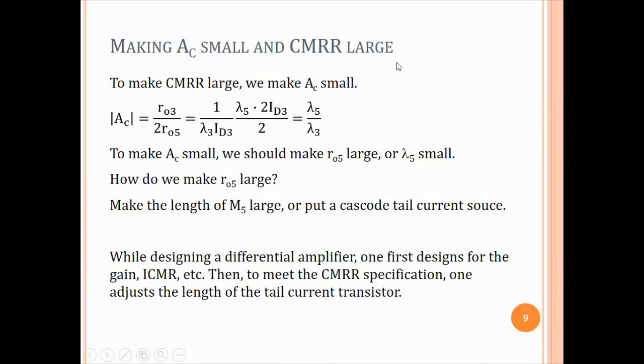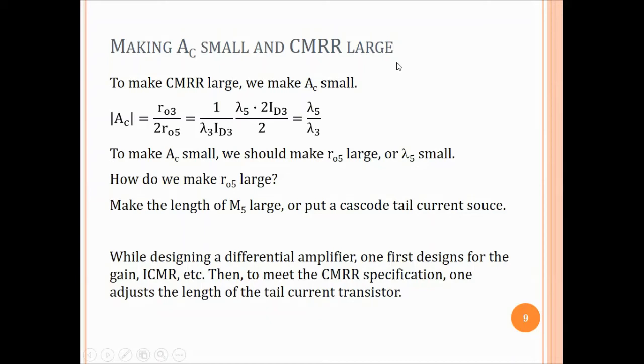So we ask ourselves, okay, we've designed a differential amplifier, it is giving some differential mode gain, it is giving some common mode gain, and we saw the expressions already. Now suppose we want to reduce the common mode gain, or in other words we want to increase the CMRR. Generally a CMRR specification is given to the circuit designer. So let's say our design does not meet the CMRR specification. So we say, okay, I want to reduce my common mode gain. How do I do it?